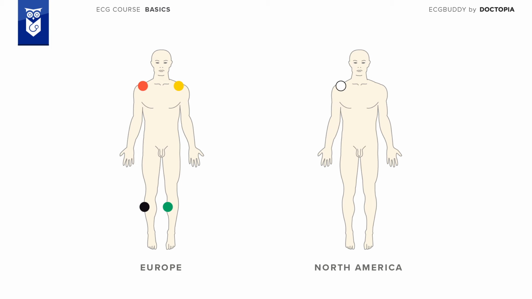In North America, the white electrode is used for the right arm, black for the left arm, red for the left leg, and green for the right leg.